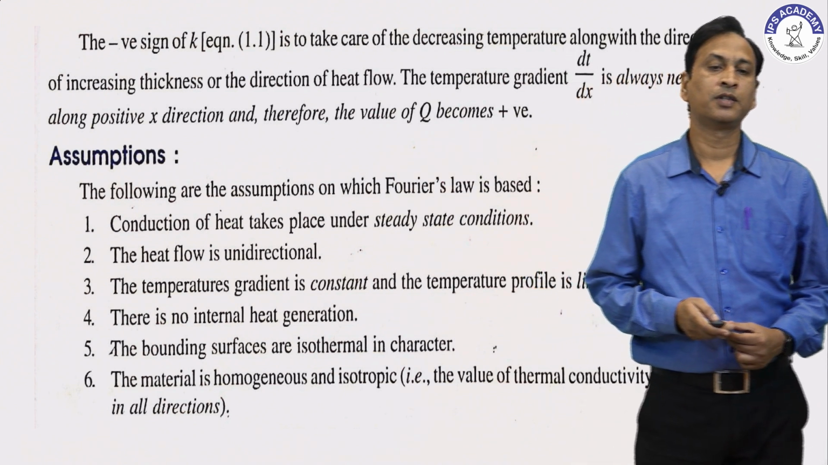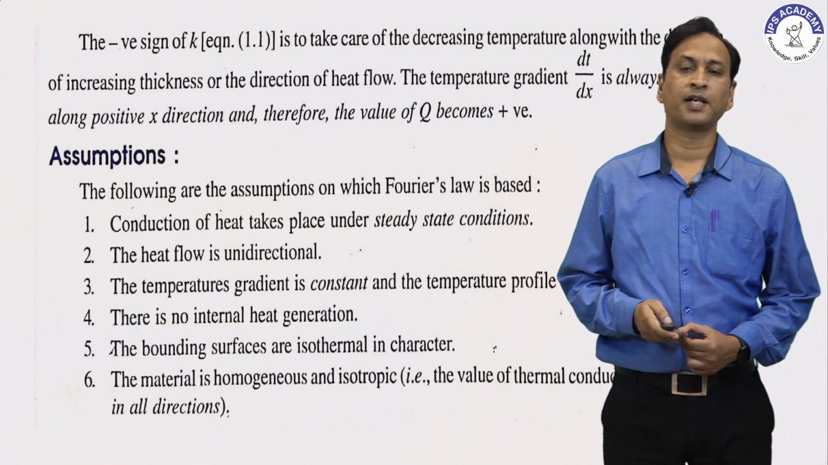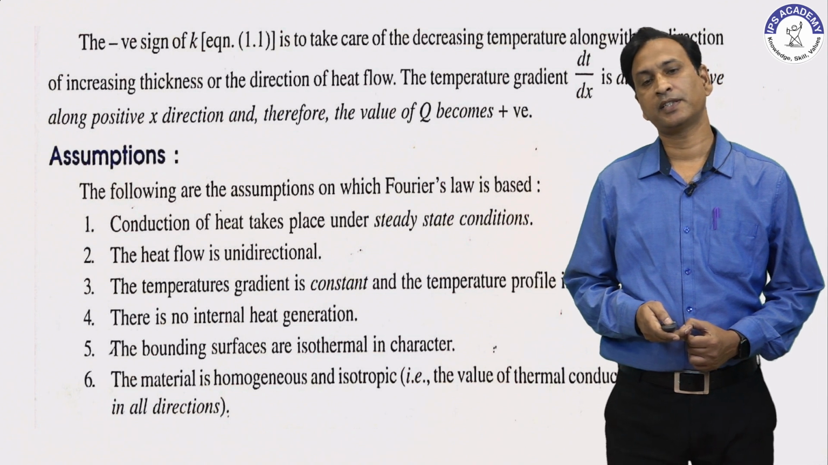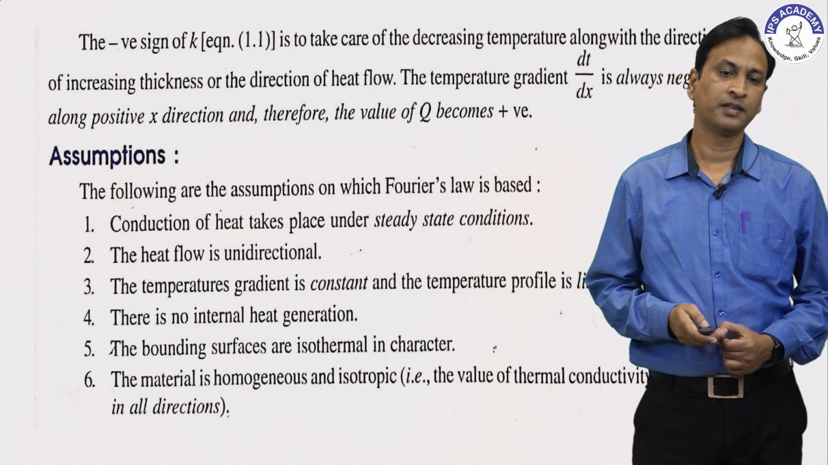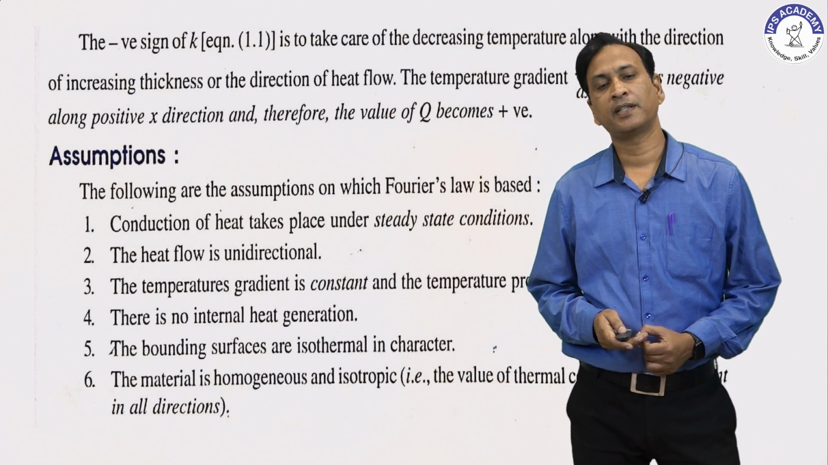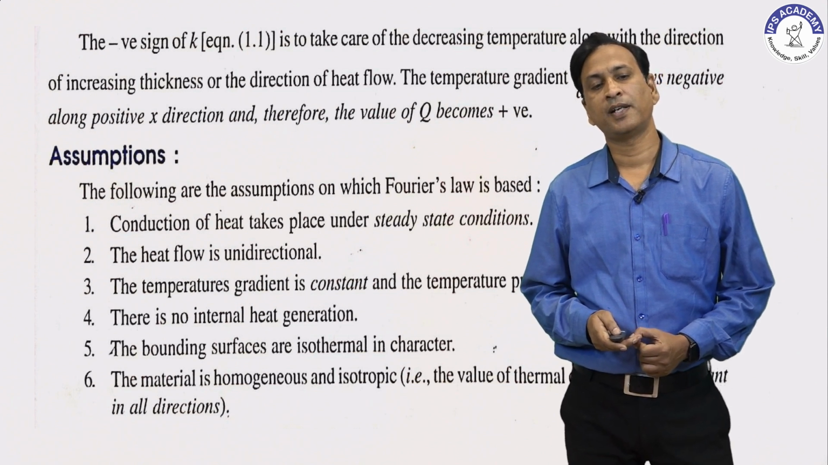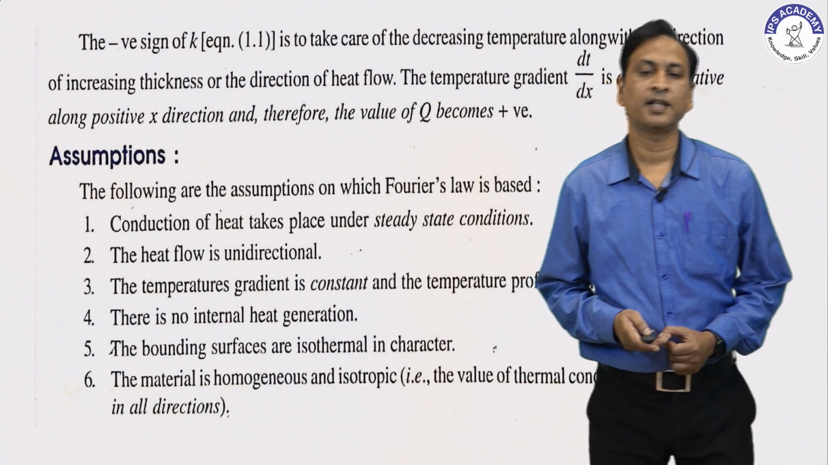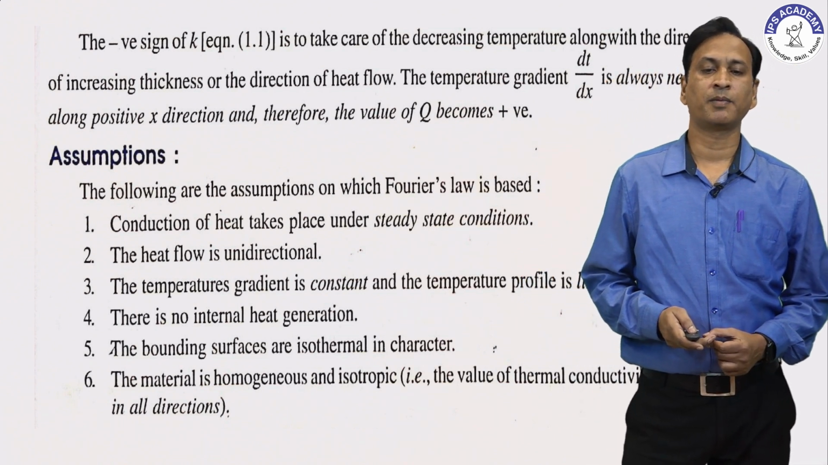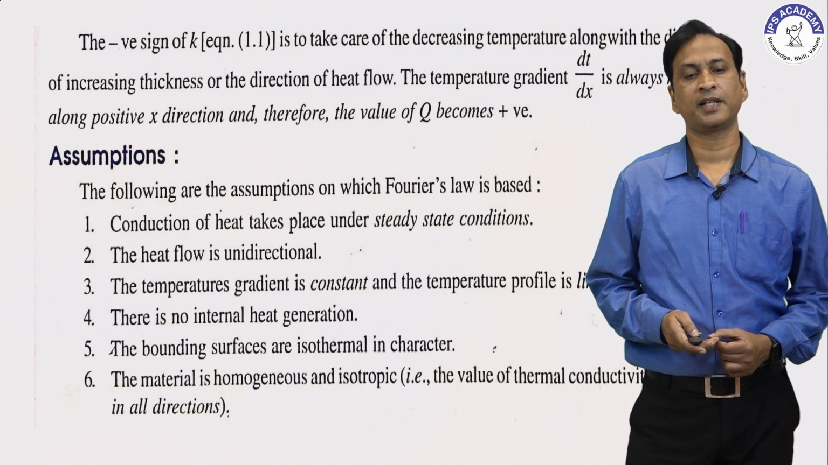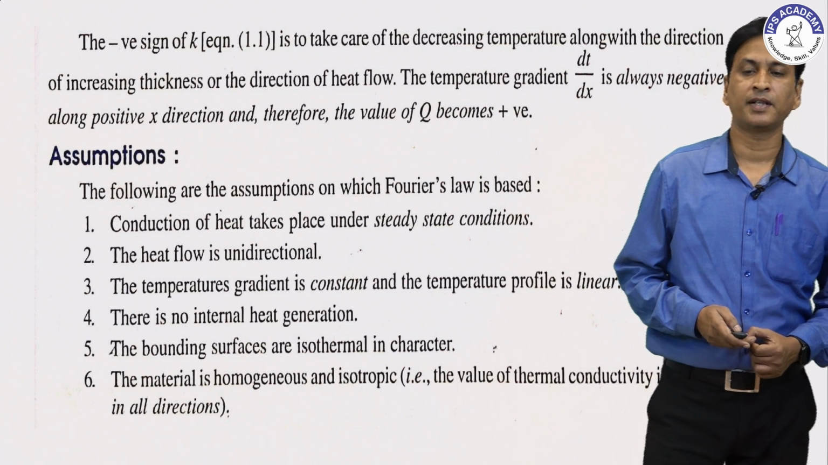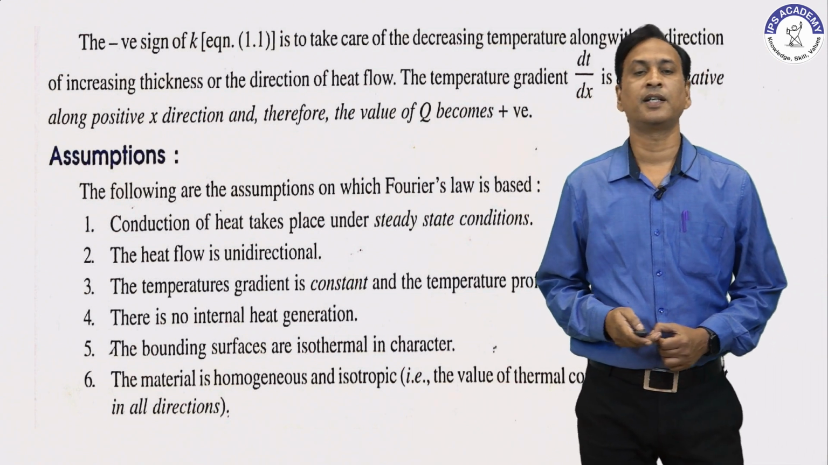The following assumptions underlie Fourier's law. First, conduction of heat takes place under steady state condition. Second, the heat flow is unidirectional. Next, the temperature gradient is constant and the temperature profile is linear. There is no internal heat generation. The boundary surfaces are isothermal in character. The material is homogeneous and isotropic, for example, the value of thermal conductivity is constant in all directions.